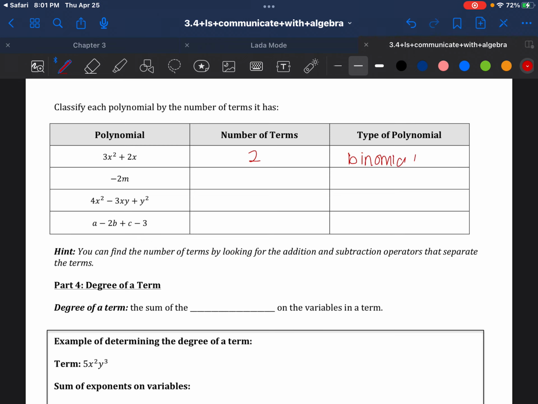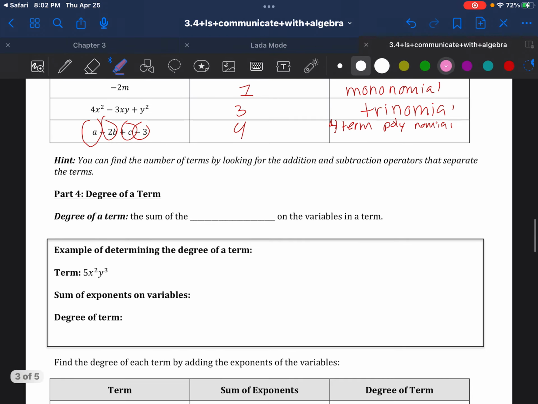Binomial. This has one term. This should look more like a 2. This is one term, so it's a monomial. This seems to have 3 terms, so it's a trinomial. And this has 4, so it's a 4-term polynomial. Okay.